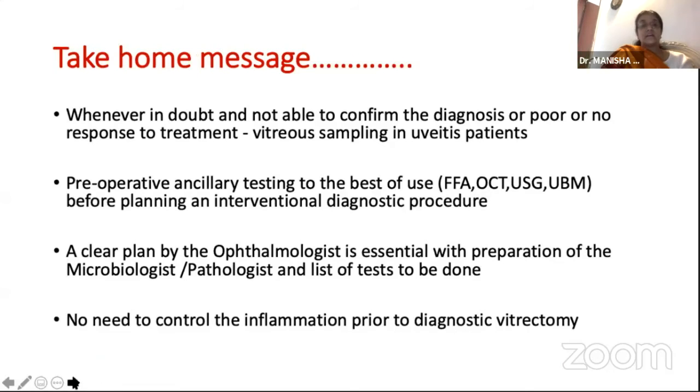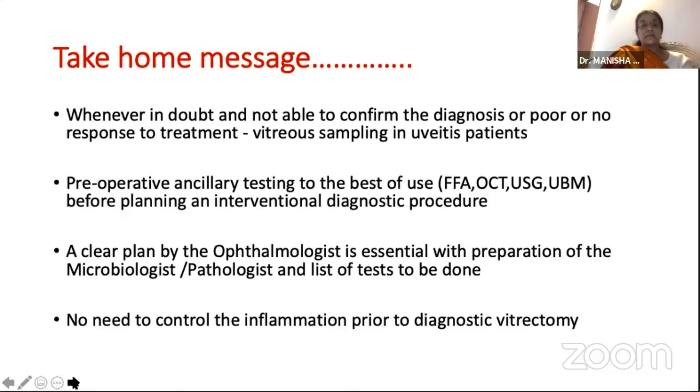So I would just conclude by saying that whenever in doubt and not able to confirm the diagnosis, or you have a very poor response or no response to the treatment, then vitreous sample is a good idea in uveitis patients. Preoperative ancillary testing to the best of your ability, such as all the investigations available like angiography, OCT, ultrasound, and UBM, should all be done before planning an interventional diagnostic procedure.